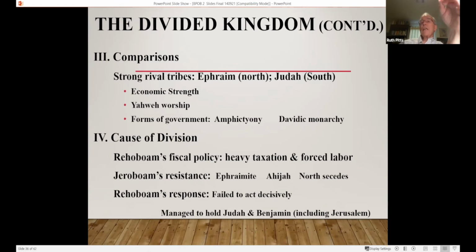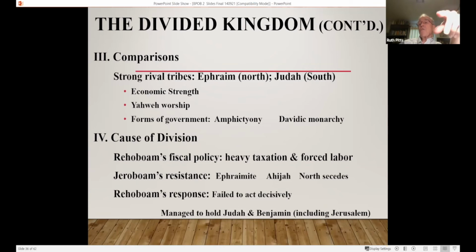Now, why did this kingdom fall apart? What was the cause of division? Rehoboam is the son of Solomon, and his fiscal policy was heavy taxation and forced labor. Jeroboam was leader of the north. He was from Ephraim. And once he heard the policies of Rehoboam being stated, he was going to make it even tougher than Solomon in all of these areas. He said famously, the line is in the Old Testament, "To your tents, O Israel." That is, let's go home, Israel, and we will go our own way.